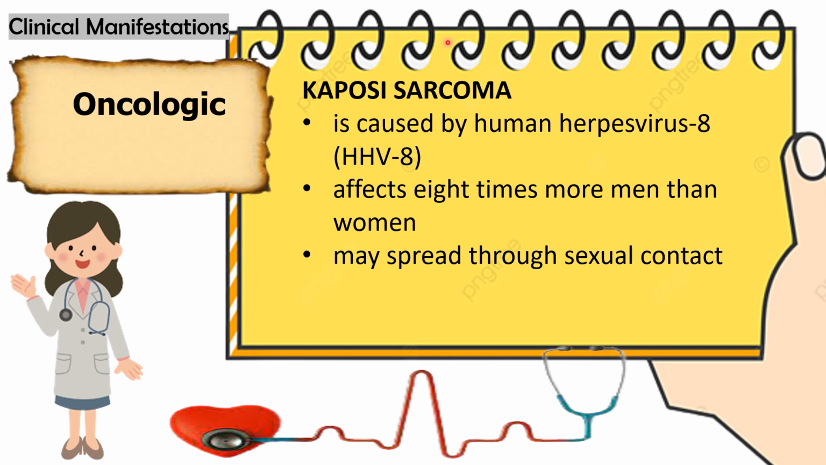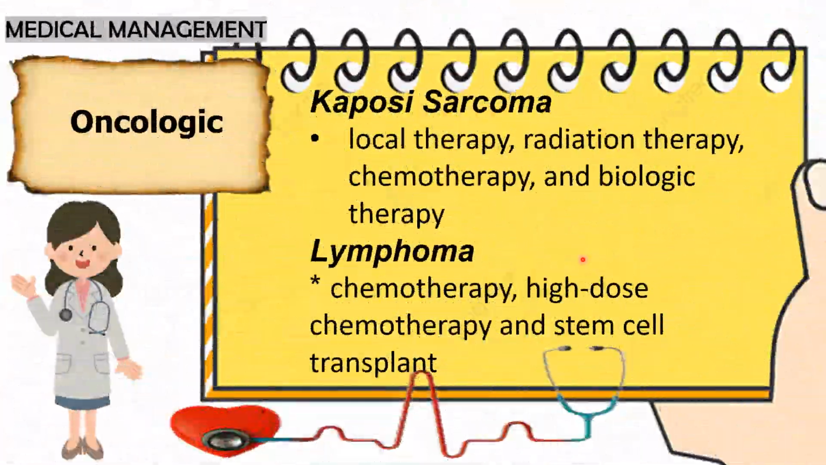The ulcerative lesions of Kaposi sarcoma disrupt the skin integrity and can increase discomfort and susceptibility to infection. The most common sites of visceral involvement are the lymph nodes, gastrointestinal tract, and the lungs. So for Kaposi sarcoma, local therapy, radiation therapy, chemotherapy, and biologic therapy can be helpful for patients.